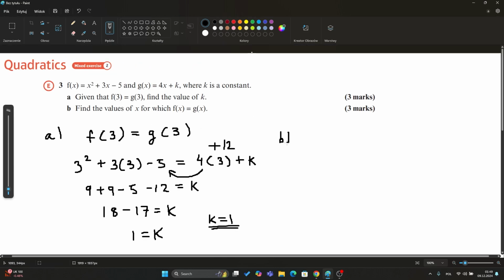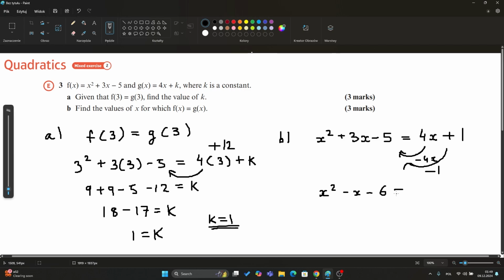Now for part B, find the values of x for which f of x equals g of x. So now f of x, x squared plus 3x minus 5, will equal our g of x, which is 4x plus k. But because k is 1, now we put plus 1 instead of plus k. So now we just put the values to the other side. So here would be minus 4x and minus 1. So x squared minus x minus 6 will equal 0.